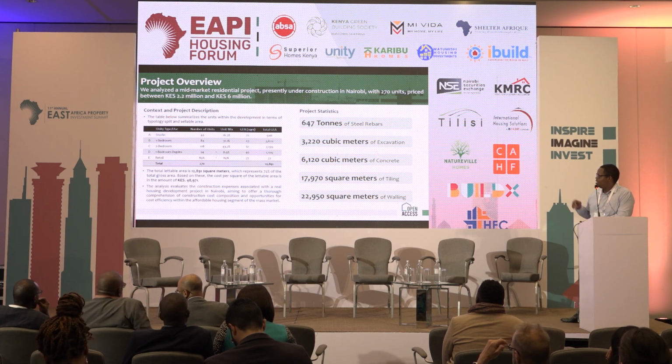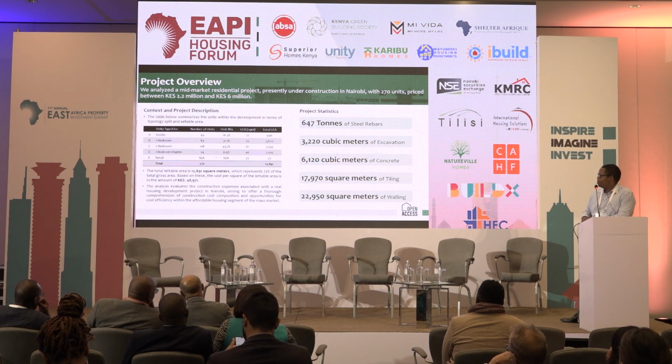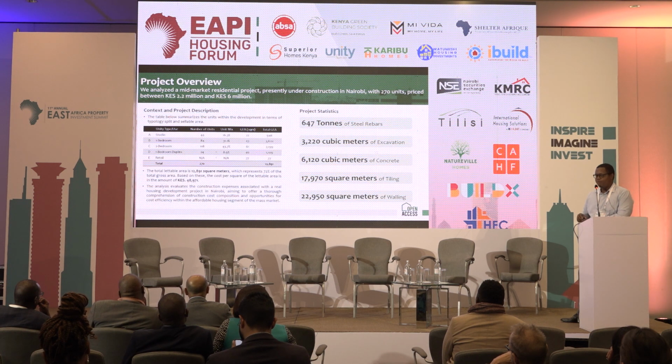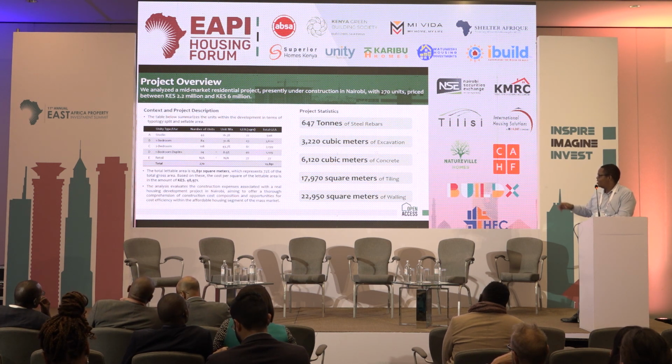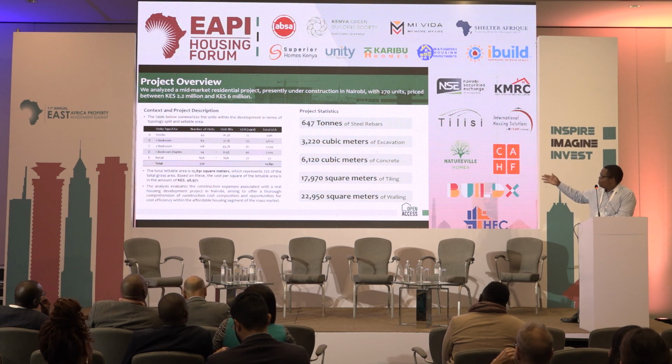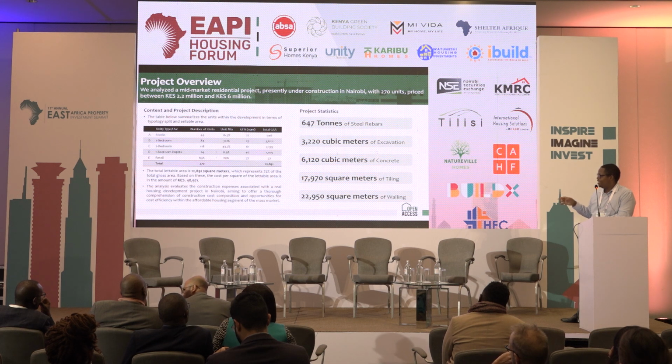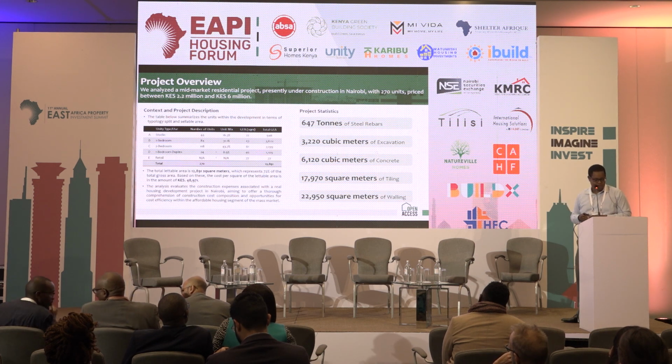So the project, according to the analysis, is going to consume about 647 tons of steel. And I know maybe for the KGBS team, the amount of embodied carbon in the project is ridiculous. But yeah, 6,120 cubic meters of concrete. We have tiling. I mean, it's a massive project undertaking.